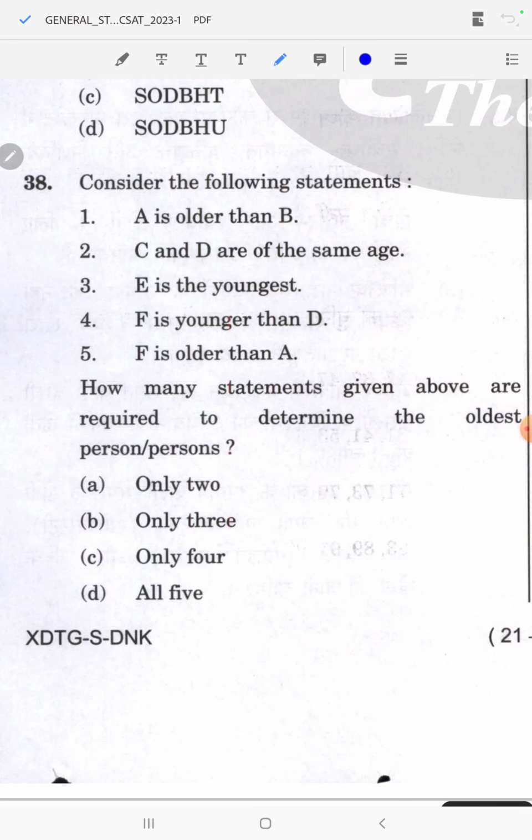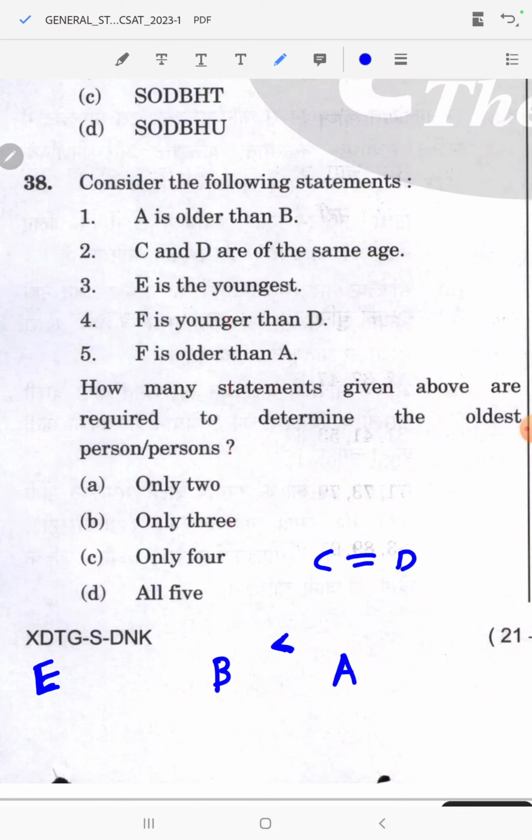A is older than B, so A should be this side, B should be this side. So A is older than B. C and D are of the same age. There is no relationship given between these two and these two, so we will write C and D are of the same age separately. C is equal to D. E is the youngest, so if E is the youngest, we will write towards the left. E is the youngest.